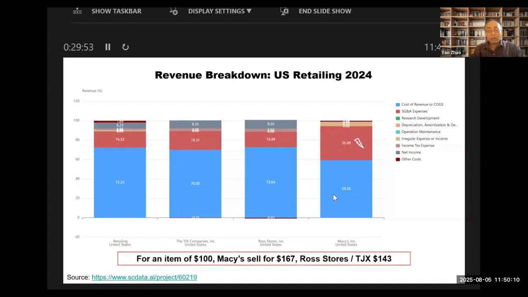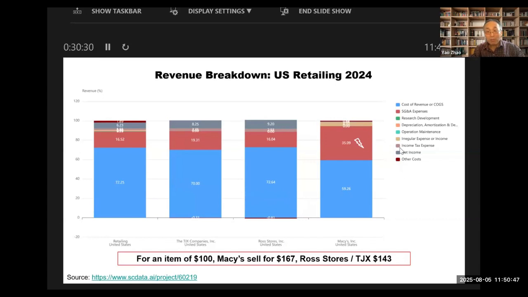In retailing, what they do is get the clothing from the suppliers and resell it. So the different cost of goods sold really means different pricing, and they're also operating in the same market, in the same country. Using the cost of goods sold, you can calculate their average pricing. For an item of $100 they got from the suppliers, Macy's is going to sell it for $167. At Ross Stores and TJX, about $143. So Macy's has much higher pricing.